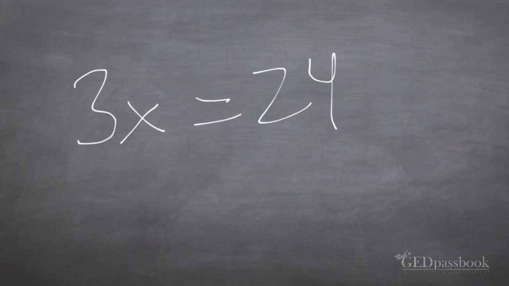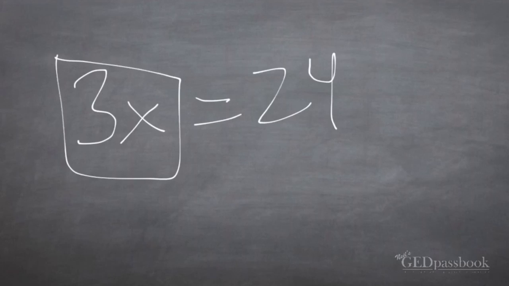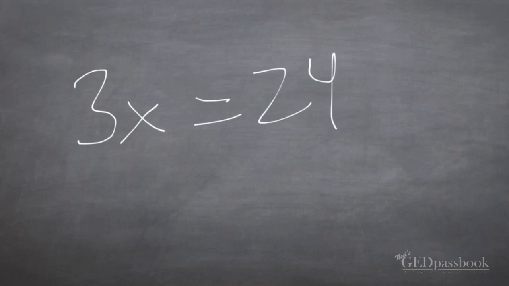Let's go and see something else right now. Let's put up a 3x, all right, equals 24. All right, what do we have here, you guys? What is this? I don't see no binomial. This is a monomial. How do I solve this? How do I solve for x?